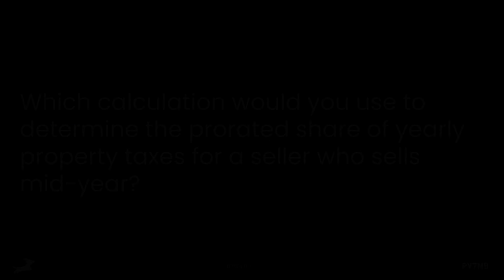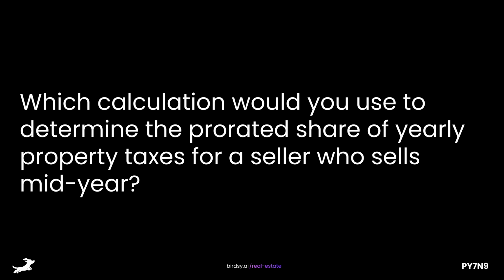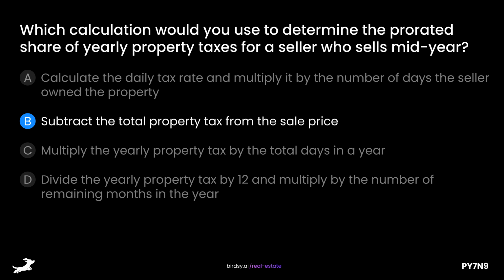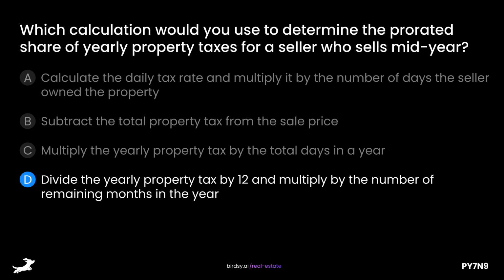Prorated expenses. Which calculation would you use to determine the prorated share of yearly property taxes for a seller who sells mid-year? Is it A, calculate the daily tax rate and multiply it by the number of days the seller owned the property? B, subtract the total property tax from the sale price? C, multiply the yearly property tax by the total days in a year? Or D, divide the yearly property tax by 12 and multiply by the number of remaining months in the year?